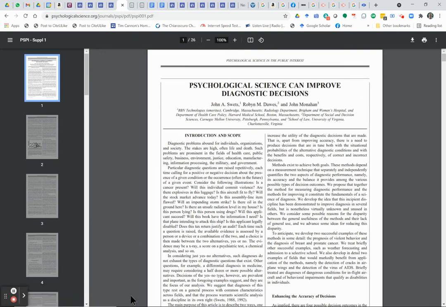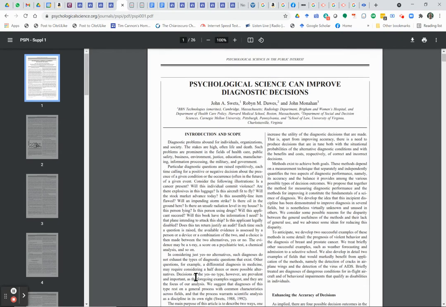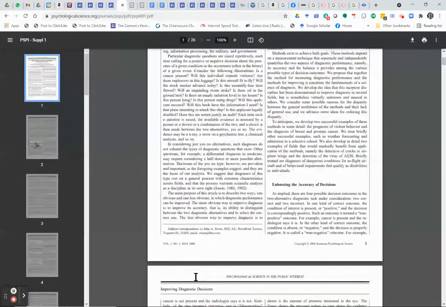It can help with medicine. Physicians sometimes don't like it. Artificial intelligence and machine learning is important now. That's related to this too. So we want to enhance the accuracy of our decisions.